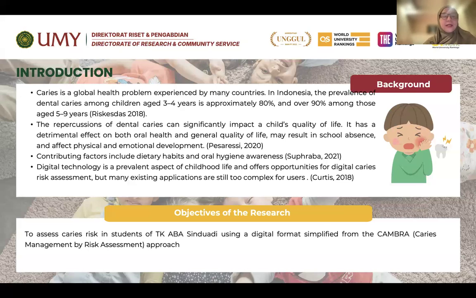Our objective is clear. We try to assess caries risk among students in TK Aba Sinduadi using a simplified digital Canberra approach. This caries risk assessment hopefully can be practical, quick, easy to use, and of course, child friendly.